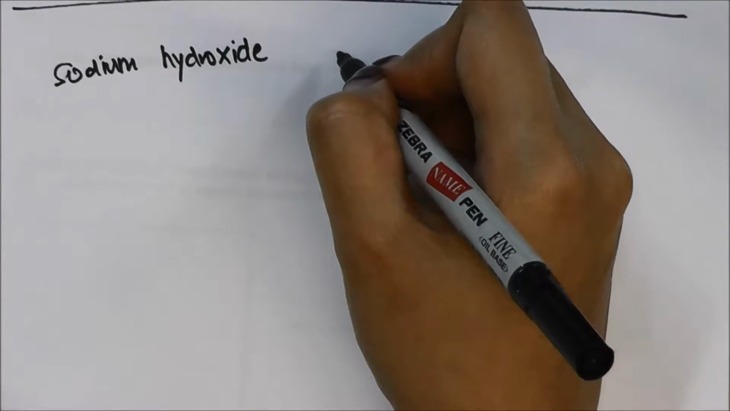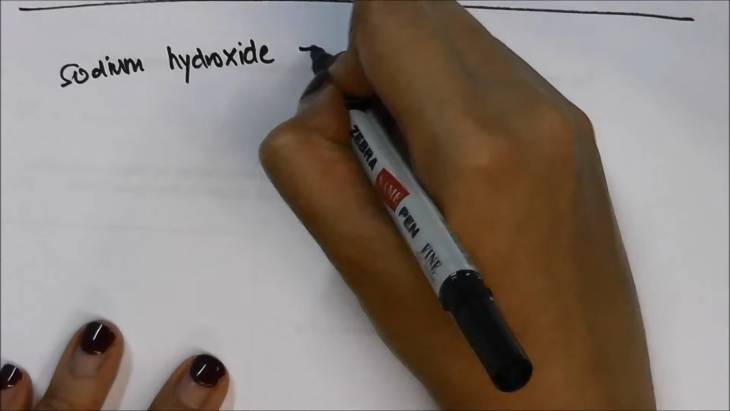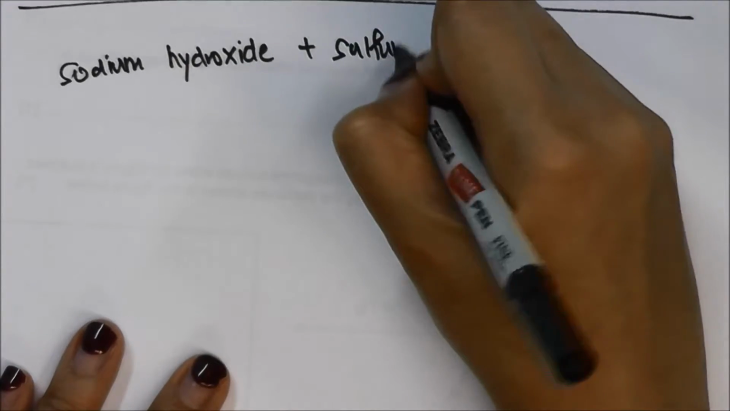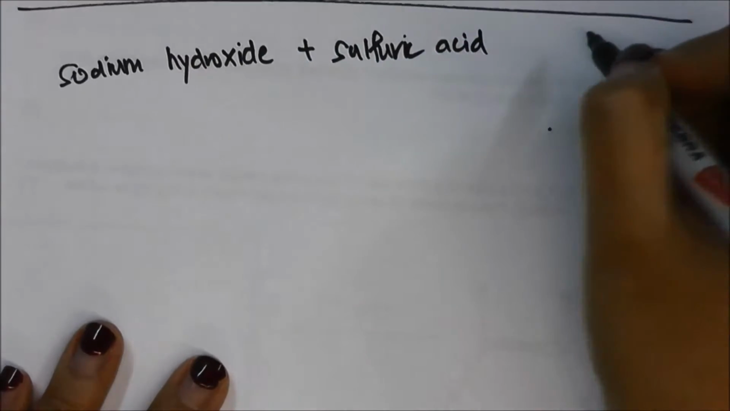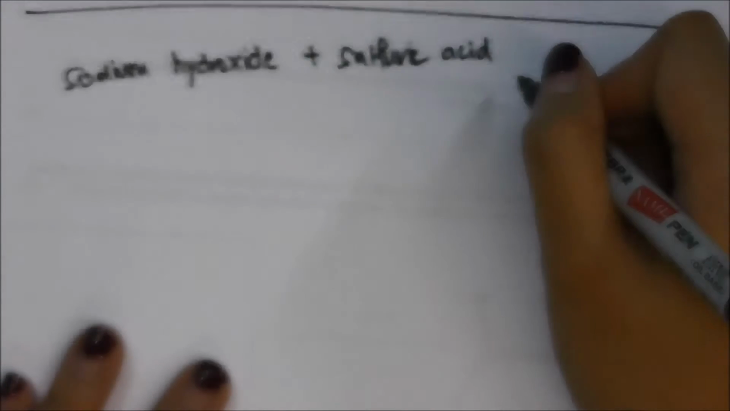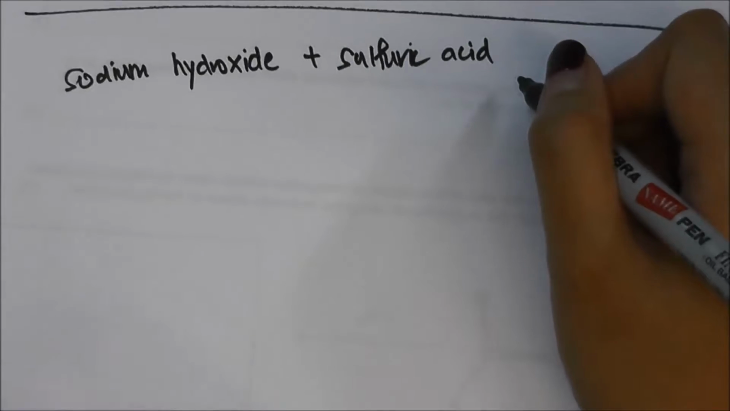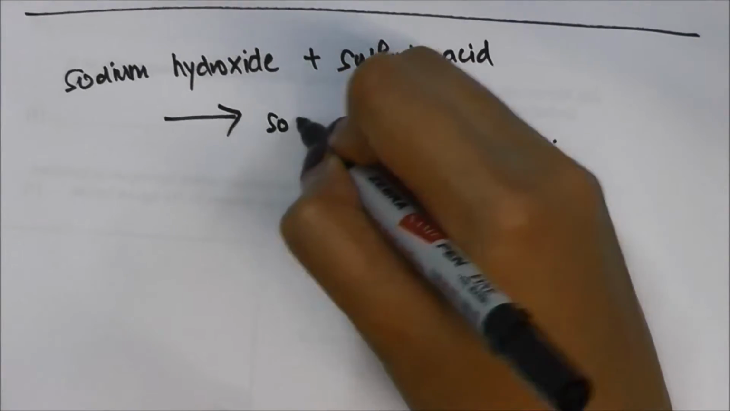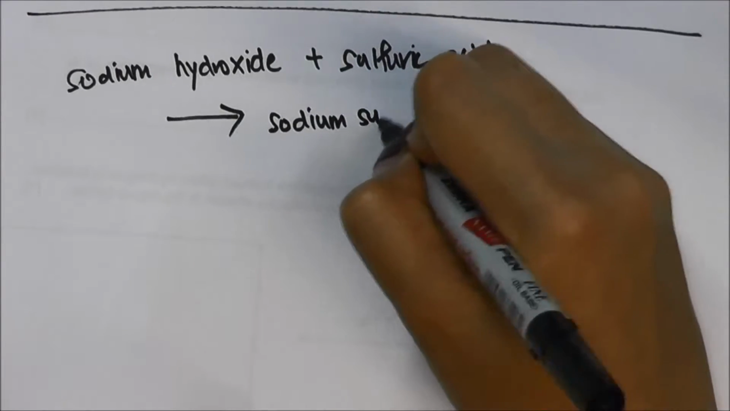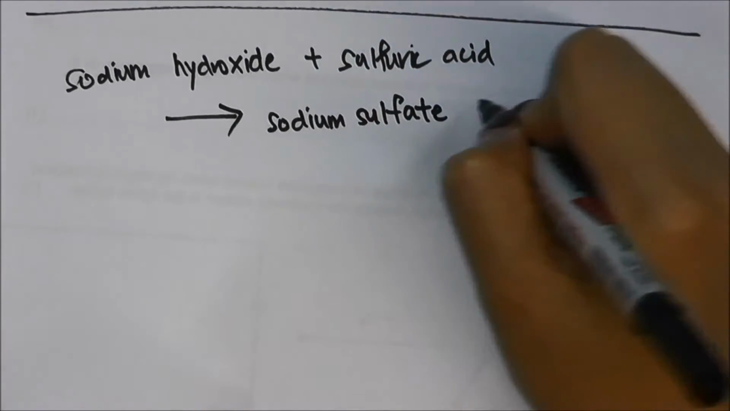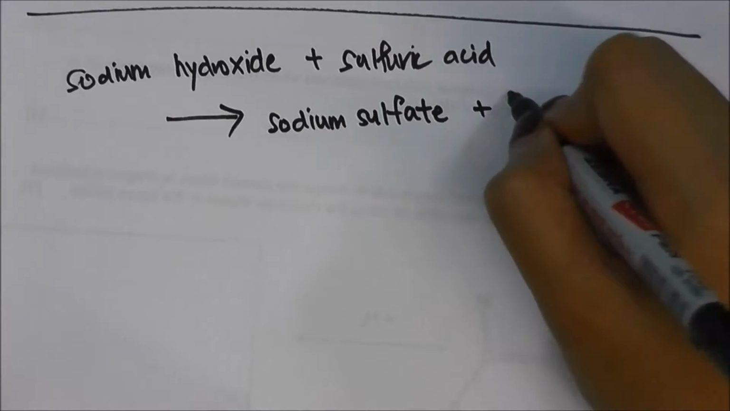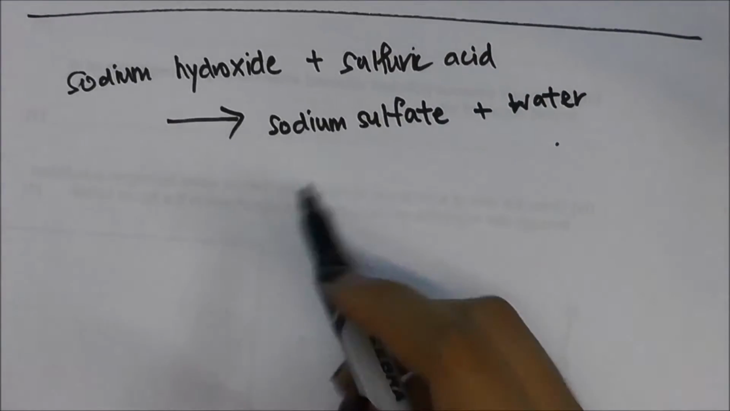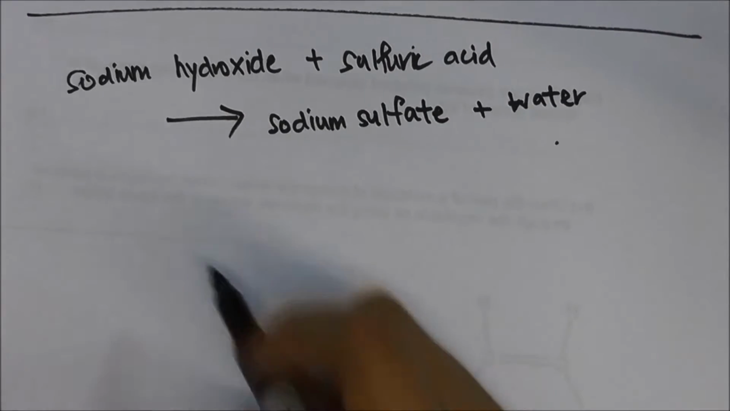That's my alkaline, with sulfuric acid. That's my acid. It's going to give me sodium sulfate as well as water, salt and water. Okay, acid, base, salt and water.